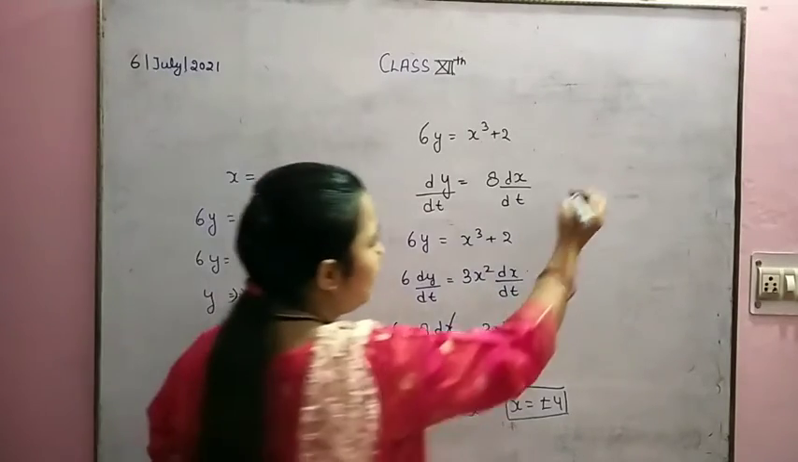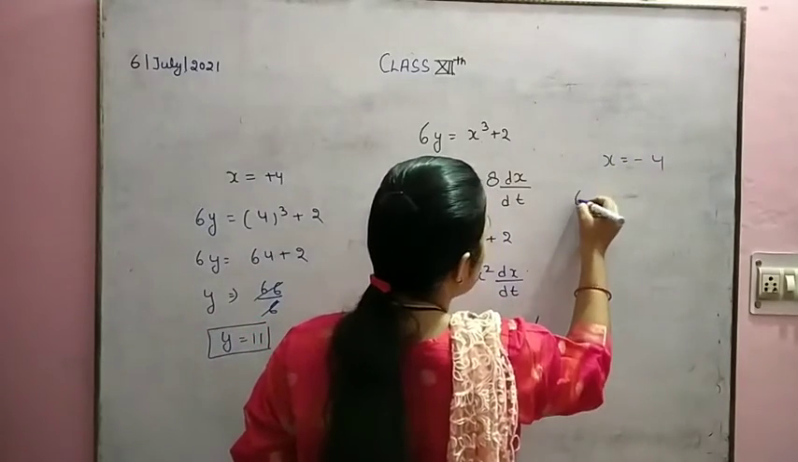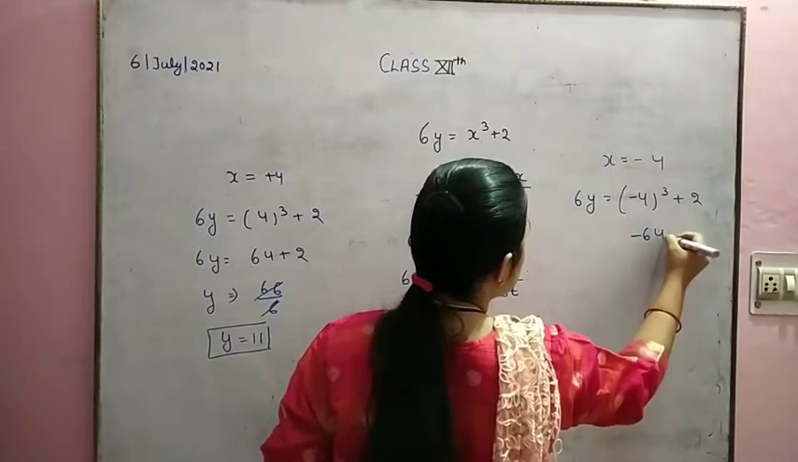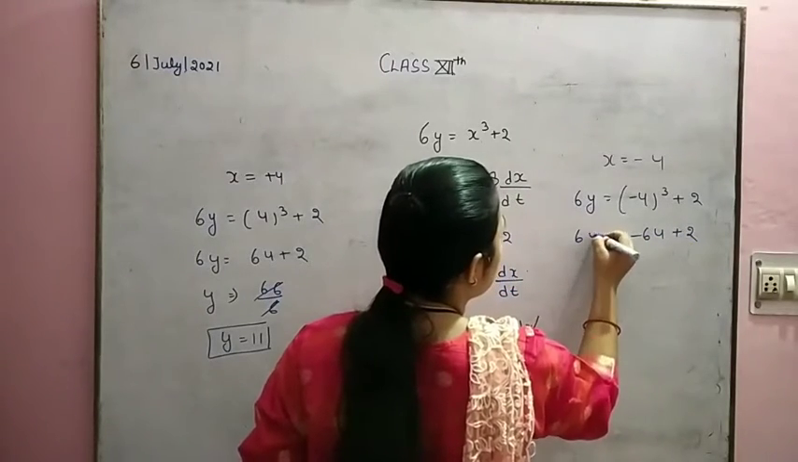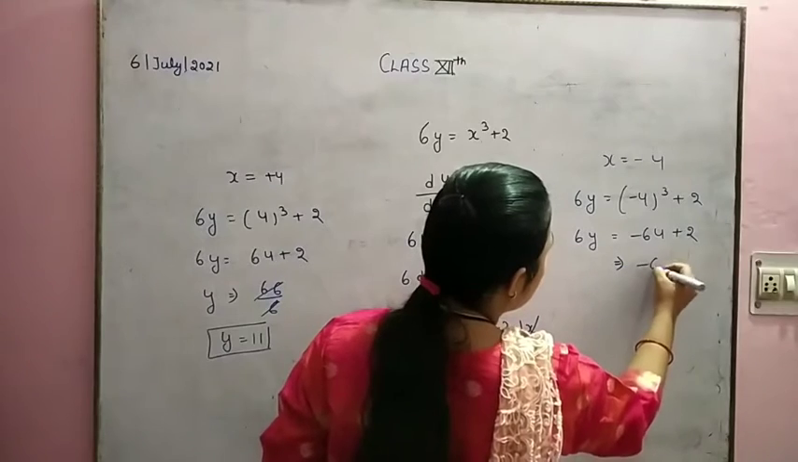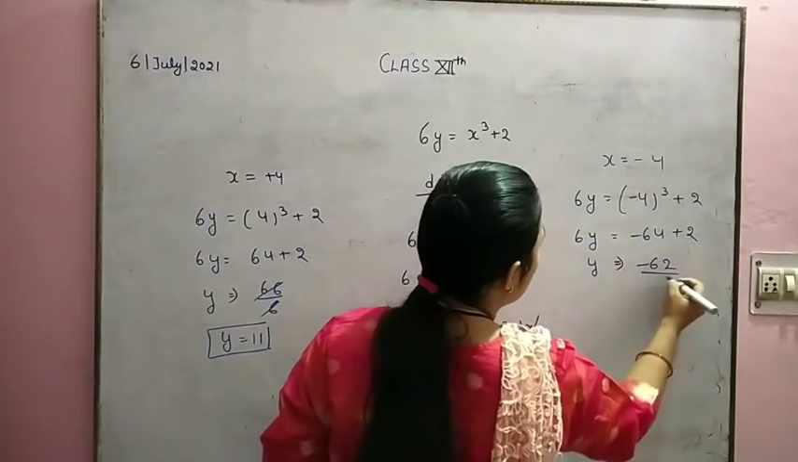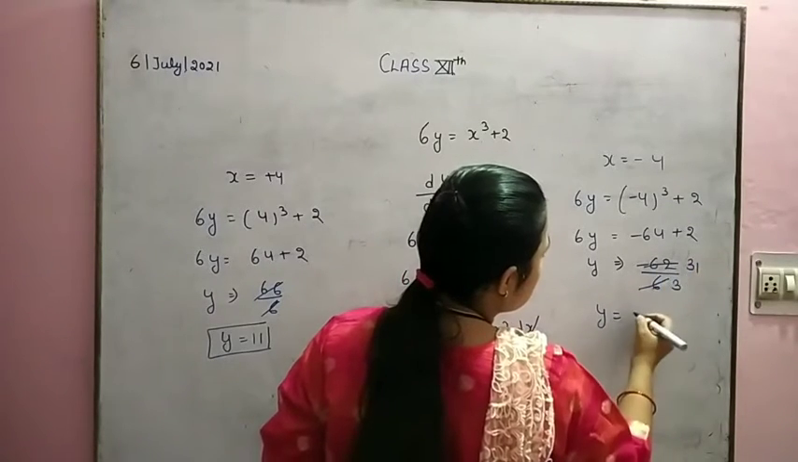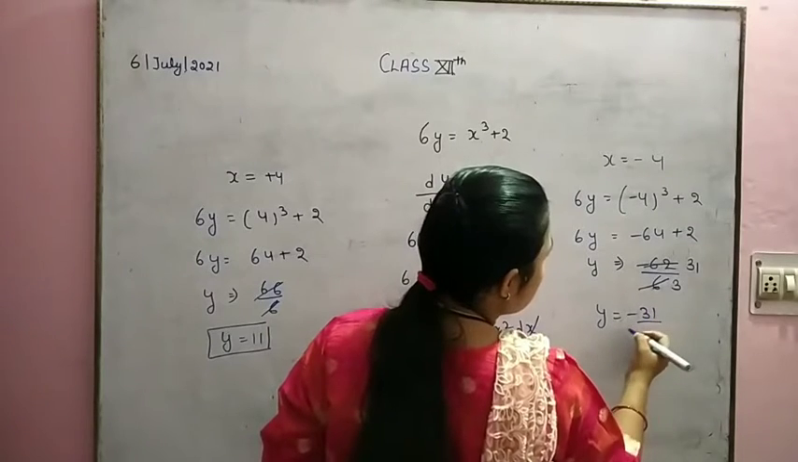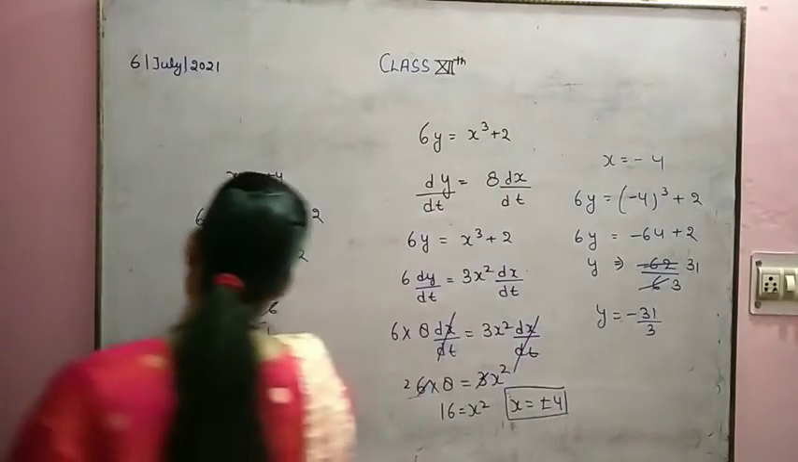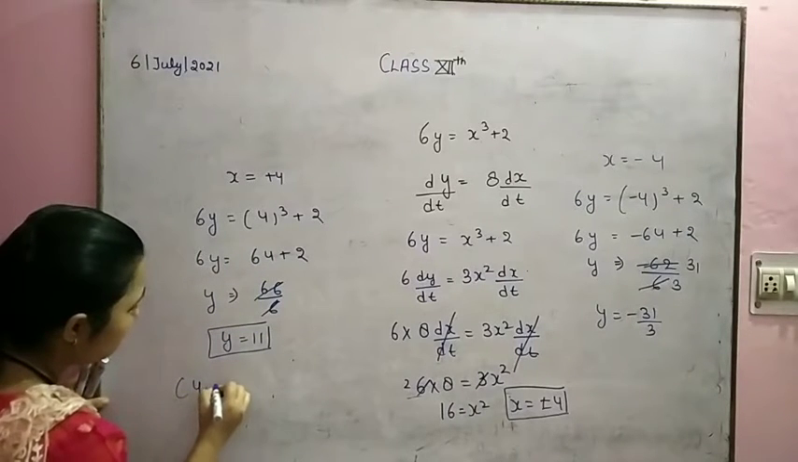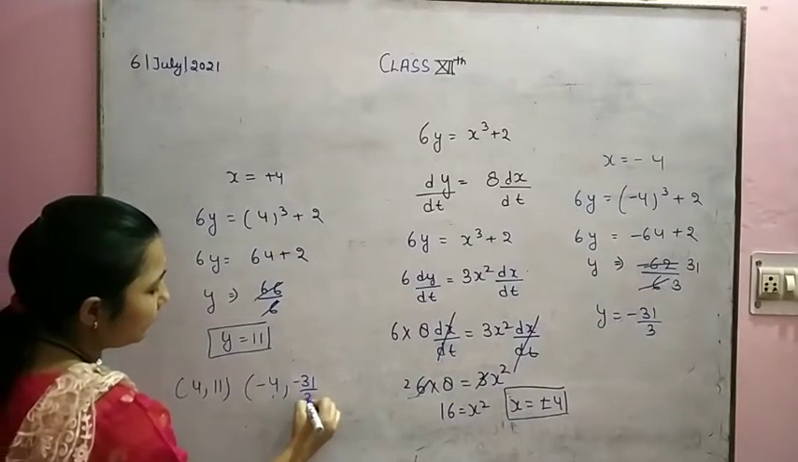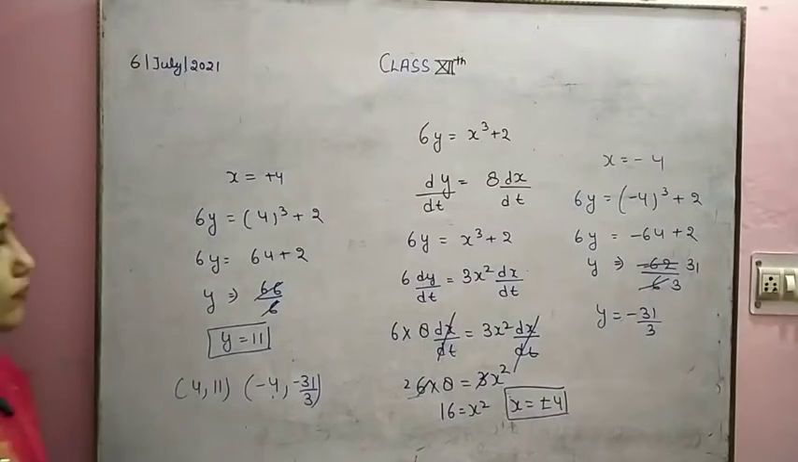If the value of x is minus 4, we get 6y equals minus 4 cube plus 2, that means minus 64 plus 2, and we get minus 62 over 6. So y equals minus 31 by 3. The final answer: as x equals positive 4, we get y equals 11. As x equals minus 4, we get y equals minus 31 by 3. Correct? Now come to the next question.